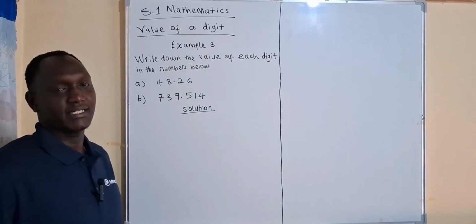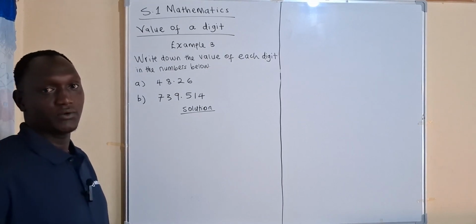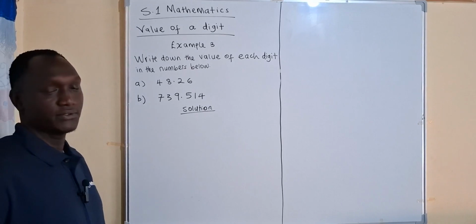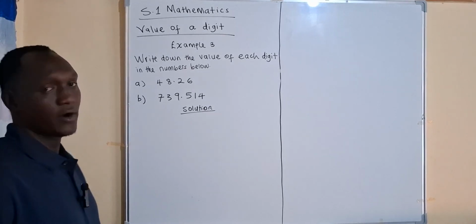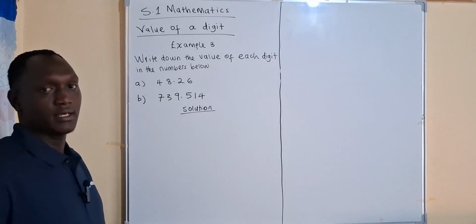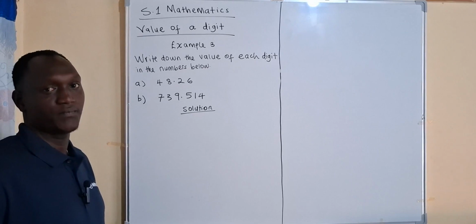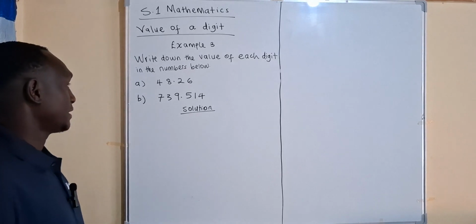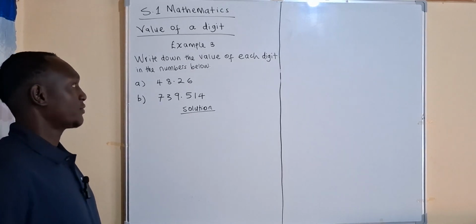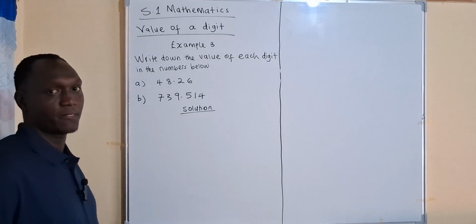Welcome back to this S.1 Mathematics class. Today we are still looking at the value of a digit in a given number, and we are now in example 3. Please do not forget to adjust your settings so that the quality of what you are seeing on the board is clear.